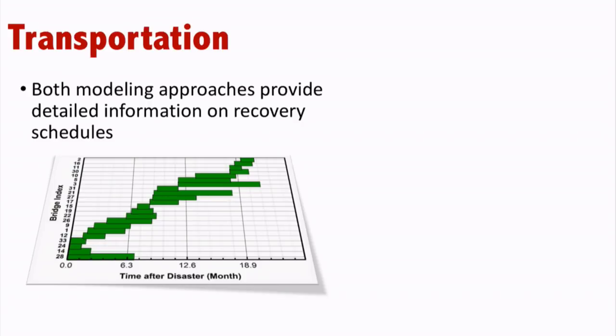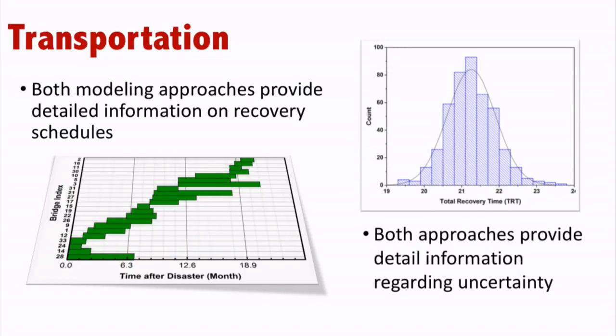This recovery optimization model identifies detailed recovery schedules and work crew assignments in order to meet the desired goal. Additionally, the model handles uncertainty and provides information on the expected value and variation associated with the outcomes, for example, the total recovery time.